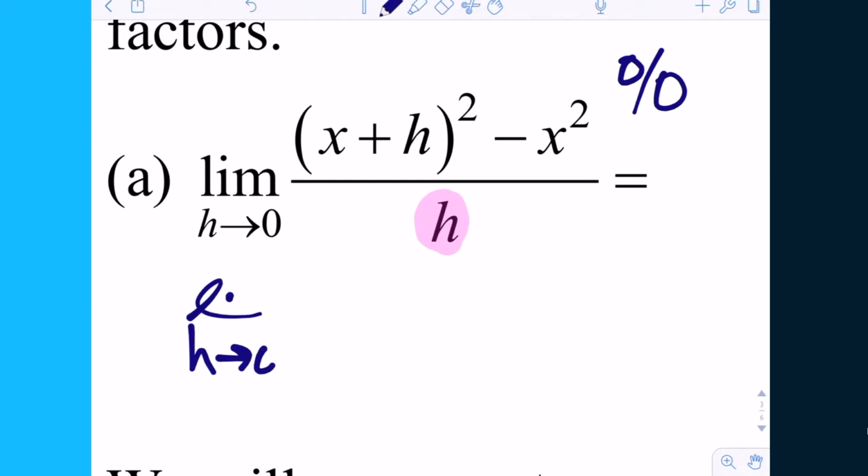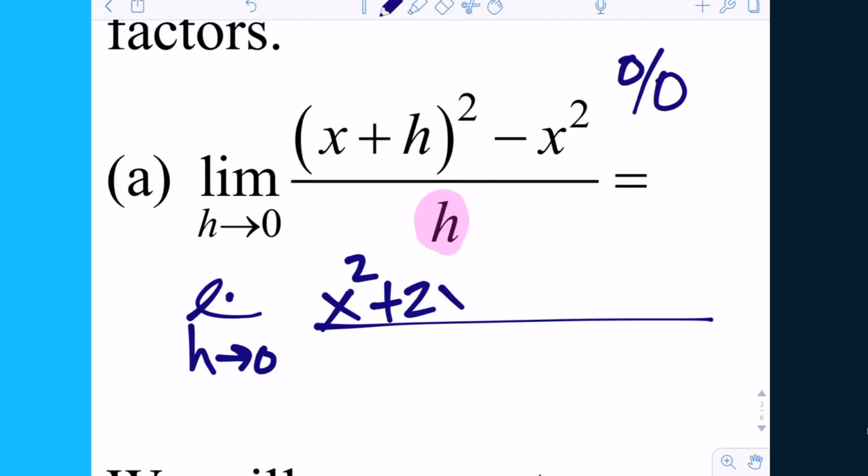The limit as h goes to 0. And of course, we know how to expand a binomial squared very quickly. Square, multiply, double, square. So square the first, multiply them, and double, you get 2xh. And then square the last, you get h squared. And then you have minus x squared all over h.